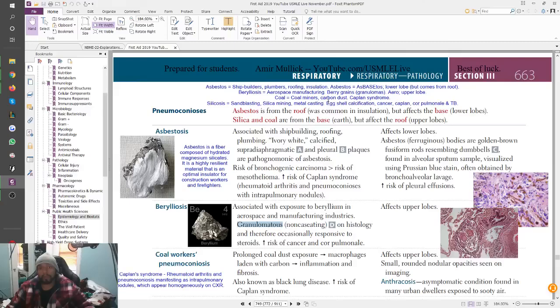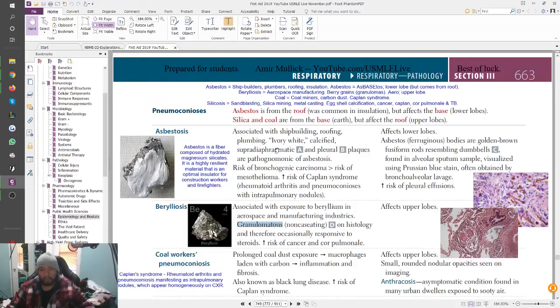Coal is from coal miners. It causes Caplan syndrome. Caplan syndrome is the one that has rheumatoid arthritis with it too. And silicosis, this one is all sandblasting, silica, metal casting, eggshell calcifications. Very important to remember those things.